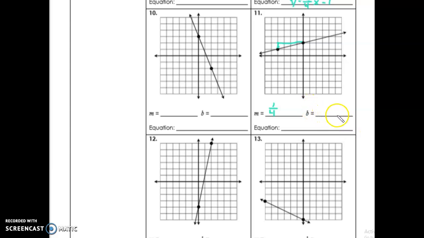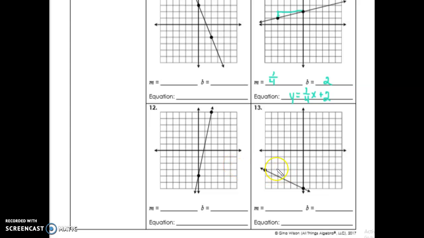My y-intercept, where does this line intersect my y-axis? And it intersects it right here. Remember, you got to start at the origin and count up to that point. And that puts me at a positive 2. And now I'm going to create my equation. So y equals mx, my m is 1 over 4, x. I have a positive 2, so it's going to be plus 2.